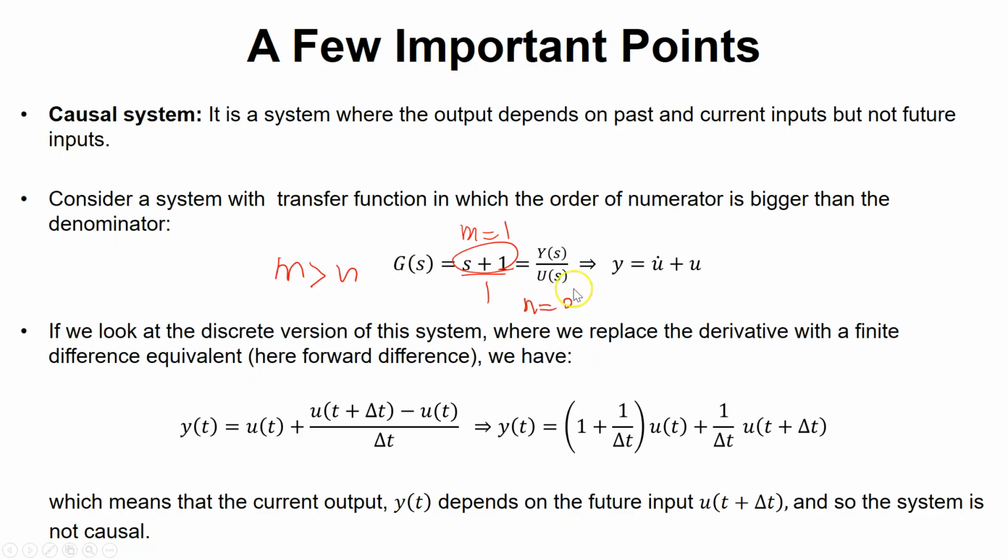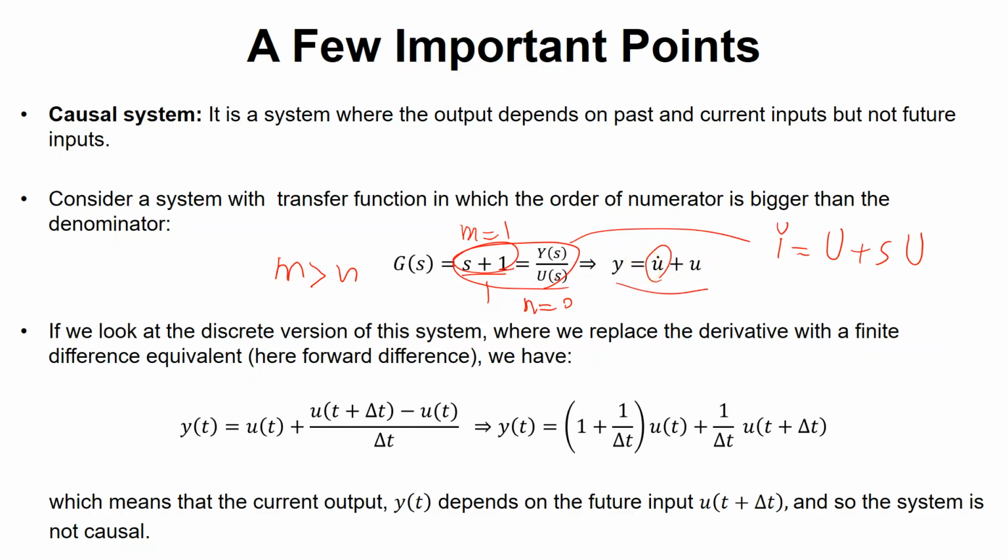Well, let's see what happens. If I call the output y and input u, and I cross multiply and write the corresponding time domain ODE, what would you get? You get y equals u plus s times u. And s in the frequency or s domain means what in the time domain? It means derivative. So in the time domain, the output y is what? The input u plus the time derivative of u, right?